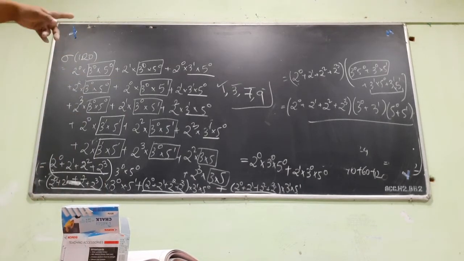Okay, so everything comes from the canonical form itself. From the canonical form, you can find out the sum of all possible divisors.